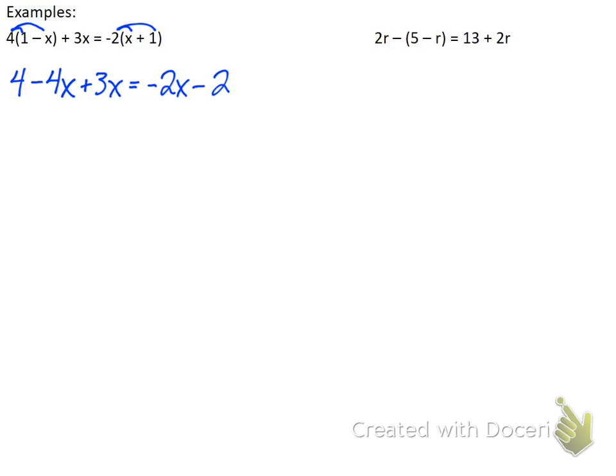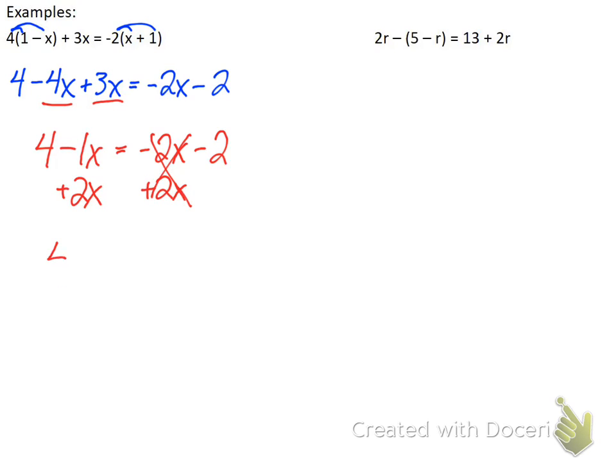On the left-hand side, I've got like terms that I can combine, so I can combine my x's together. So I get 4 minus 1x is equal to negative 2x minus 2. Again, it doesn't matter which x you move on which side. You can either add the 1x from the left-hand side over to the right-hand side, or you can add the 2x from the right-hand side over to the left-hand side. So I'm going to add the 2x from the right to the left.